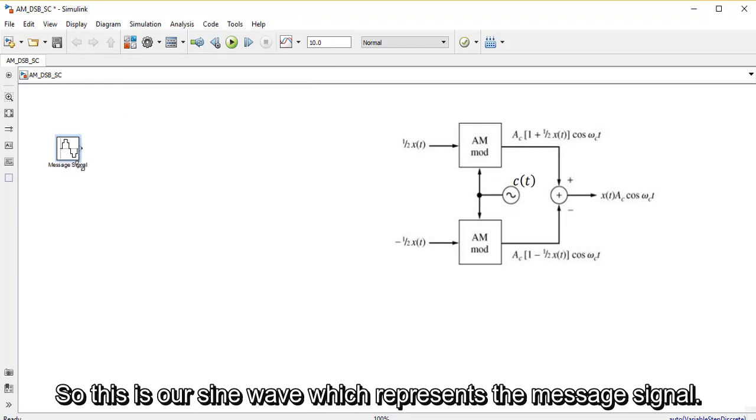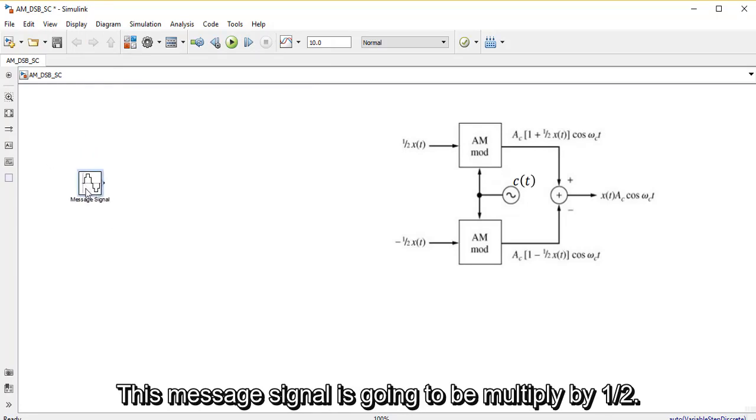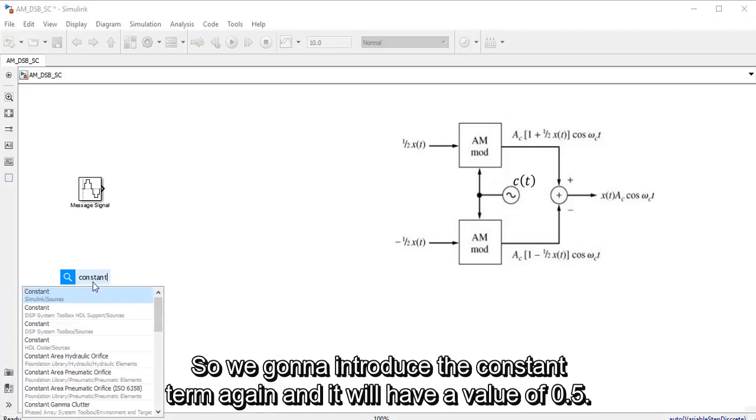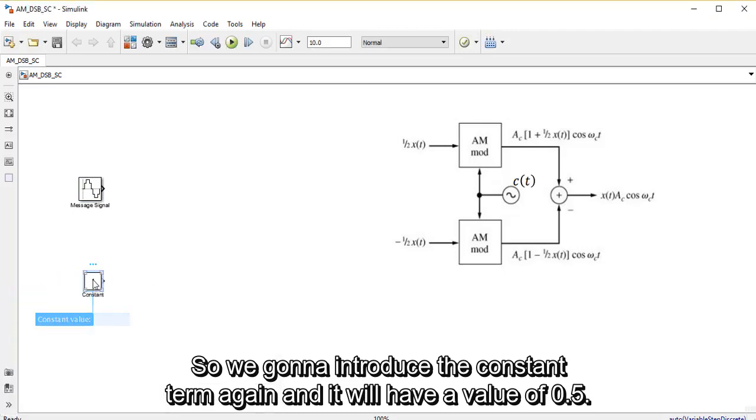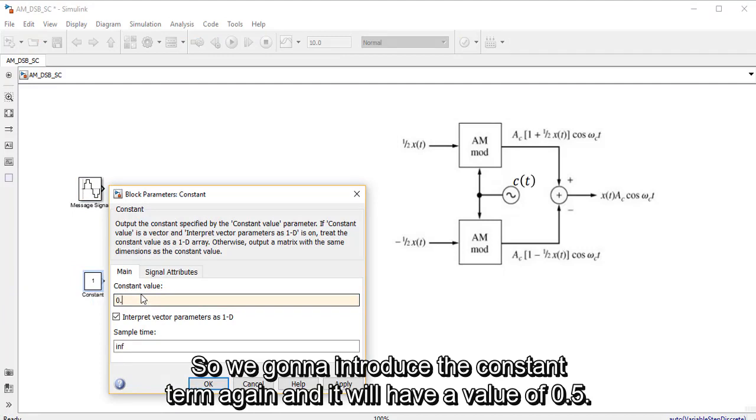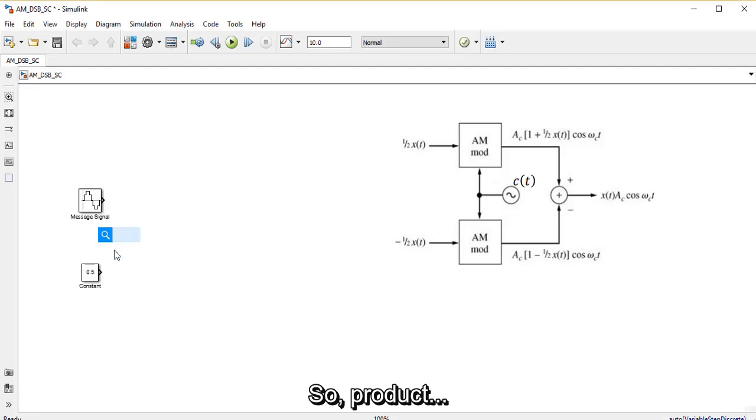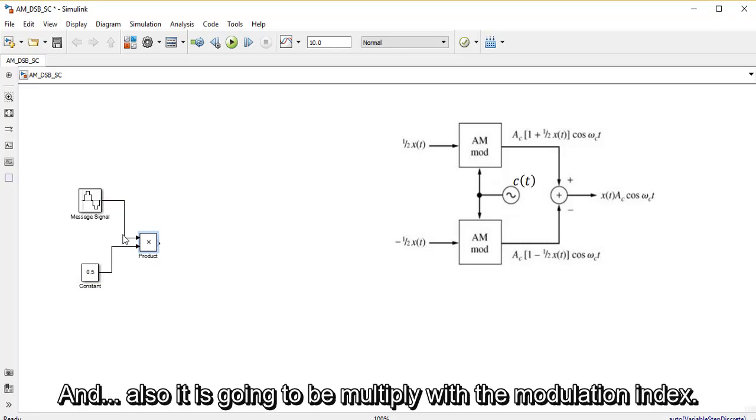signal. This message signal is going to be multiplied by 1/2. So we're going to introduce the constant term again, and it will have a value of 0.5. These two terms are going to be multiplied together, so product, and also it is going to be multiplied, as we did in the previous example, with the modulation index.